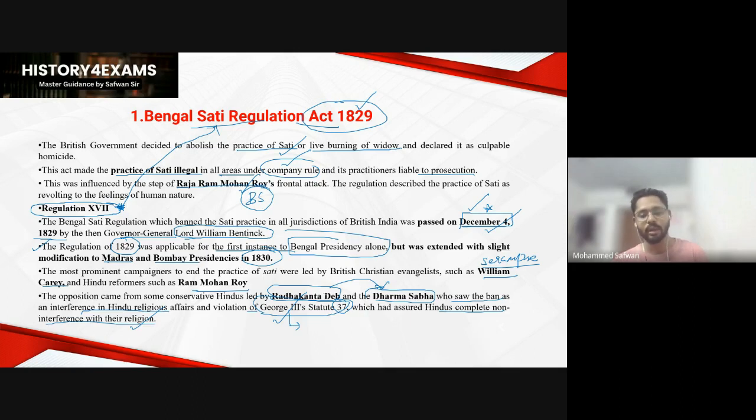So Radha Kanta Deb, under his Dharma Sabha, opposed Raja Ram Mohan Roy and Brahma Sabha, and also criticized that it was against the policy of George III's Statute 37. You have to note this number as well. You got the topic. We have discussed what the act is, why that act, who are the major personalities behind that, how the reaction happened when it was passed. You got it?